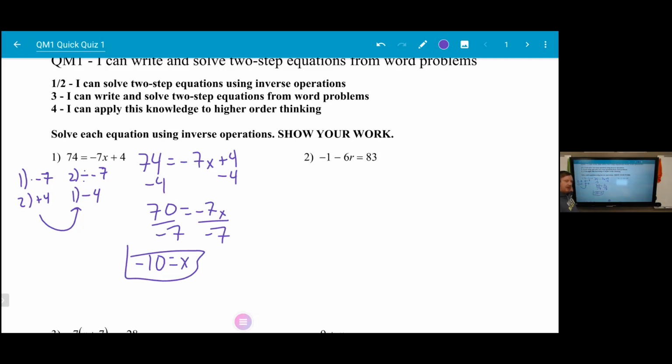How would you check your work? Great question. Plug it back into x. Negative 7 times negative 10 is positive 70. Positive 70 plus 4 is 74, and we've done it correctly.